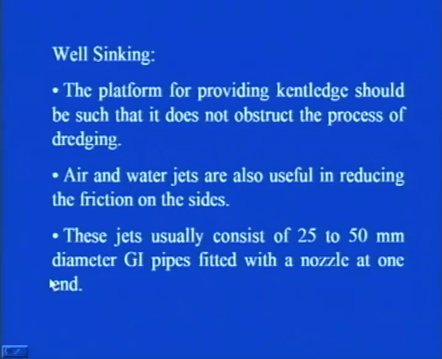The platform for providing kentledge should be such that it does not obstruct the process of dredging. So, a suitable arrangement has to be made so that the dredging as well as sinking goes on simultaneously. Air and water jets are also useful in reducing the friction on the sides. These jets usually consist of 25 to 50 millimeter diameter GI pipes fitted with a nozzle at one end. So, air and water jets are useful if you have to reduce the friction at the sides, and usually GI pipes of 25 to 50 millimeter diameter are used for this purpose.